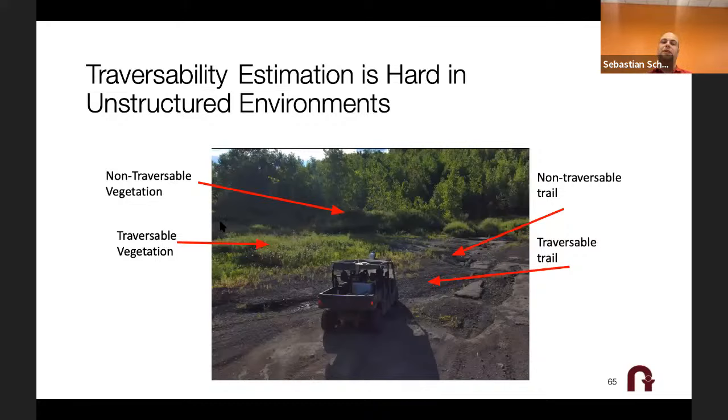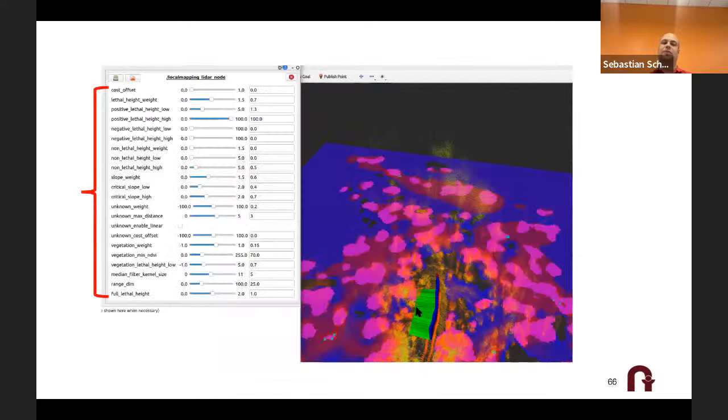Estimating where to drive is difficult. A standard way to do this would be to do semantic segmentation, and say, okay, grass, trail, or something like this, but it's an arbitrary class. Here we have some traversable vegetation. This one we can't drive over. Similarly for the trail, here's a hole, there's a good trail. So how do we do this?